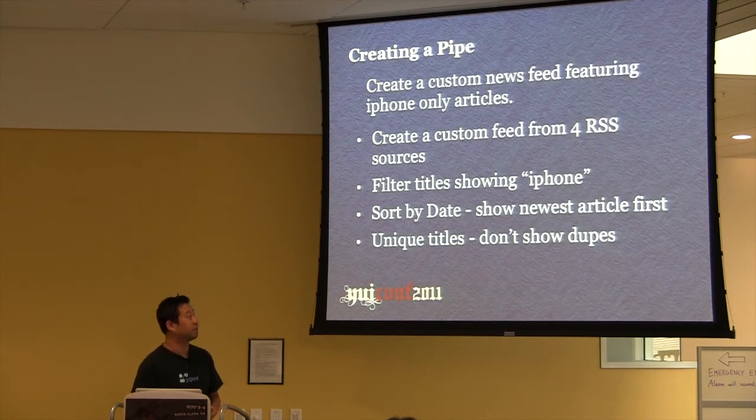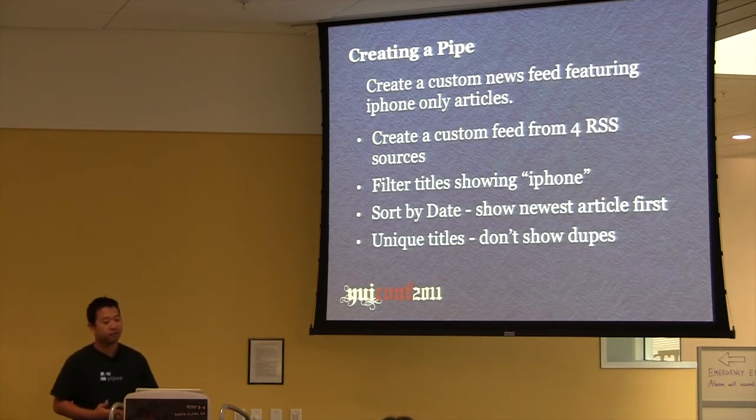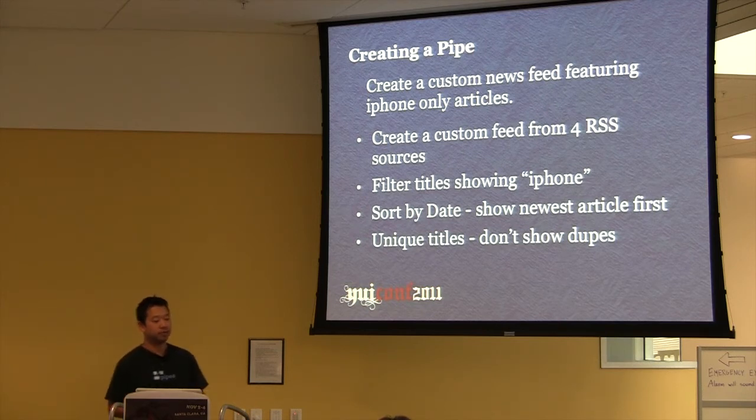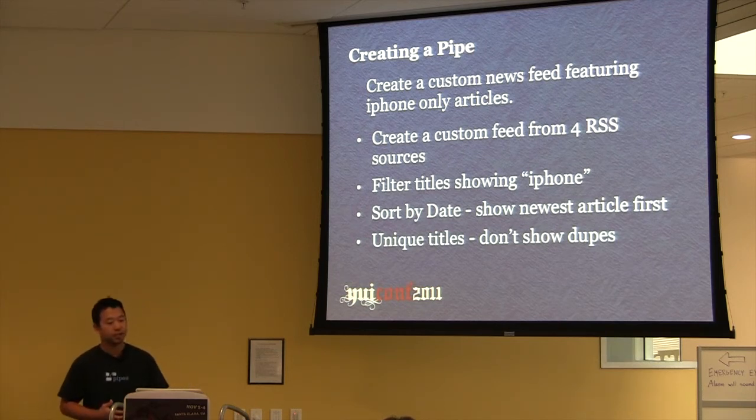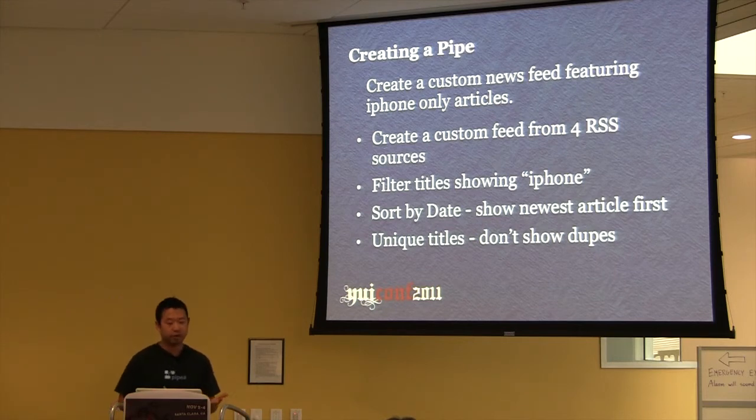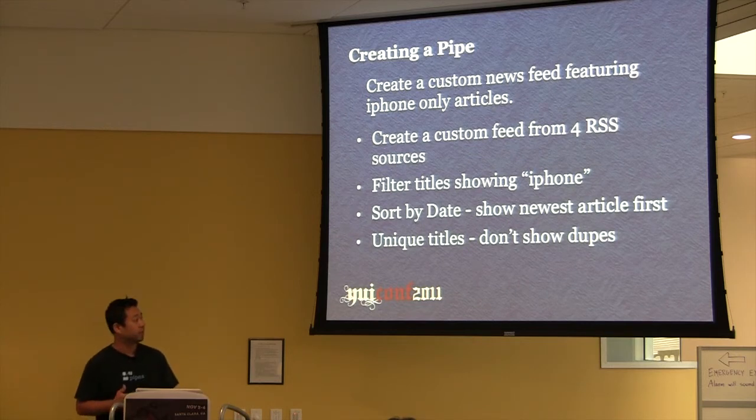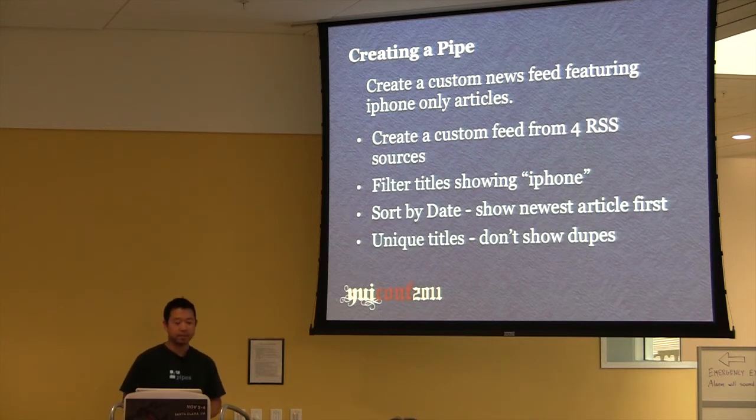So let's go about creating a pipe. For this example, I'm going to create a custom news feed featuring iPhone-only articles. I'm going to aggregate from 4 different RSS sources. I'm going to filter the titles, only showing iPhone in the title. I'm then going to sort it by date, showing the newest article first. And I'm going to unique the title so I don't show duplicates.